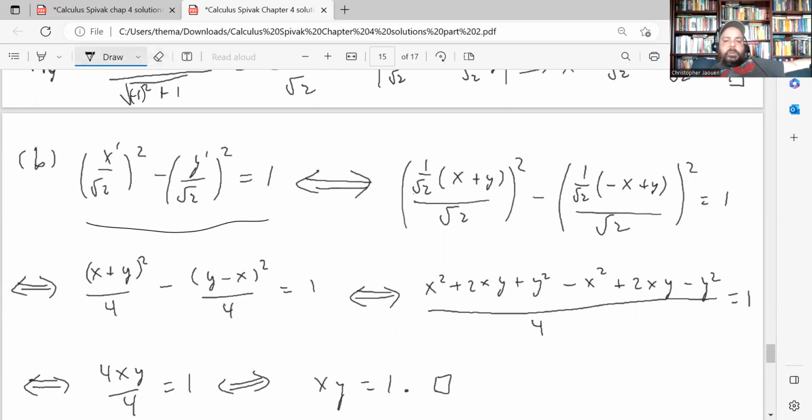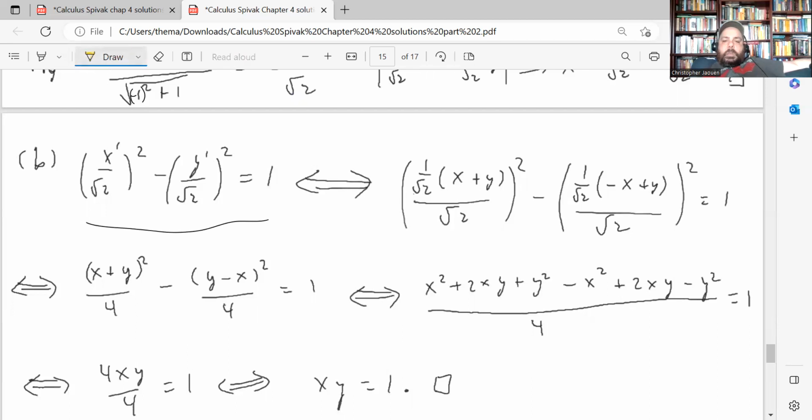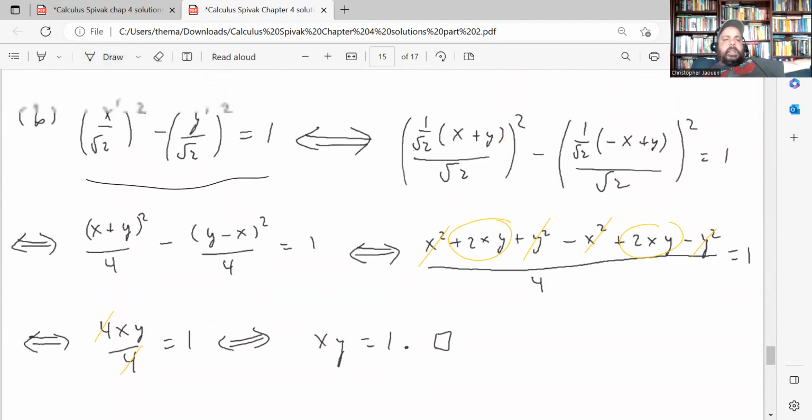So x prime is given by this formula, y prime is given by this formula. And simplifying that, you get x plus y squared over 4 minus y minus x squared over 4. Put the left-hand side over the common denominator of 4, and simplify everything. So if you notice some things cancel, let me actually write that out. So notice x squared cancels with minus x squared, y squared cancels with minus y squared, and 2xy plus 2xy is 4xy, and notice that the 4's cancel. So you get xy is equal to 1, so the locus of points are the same. Right, and that's the last problem in this section.